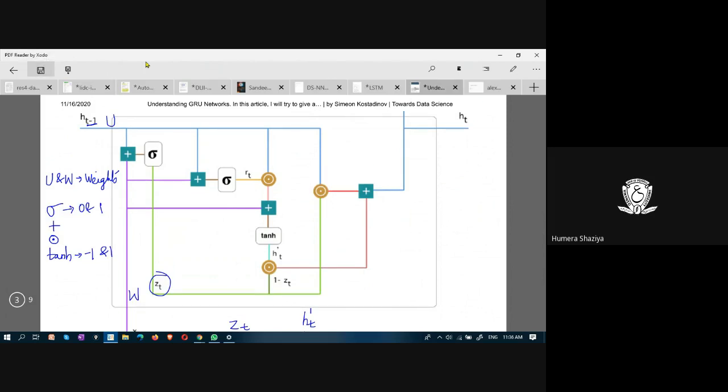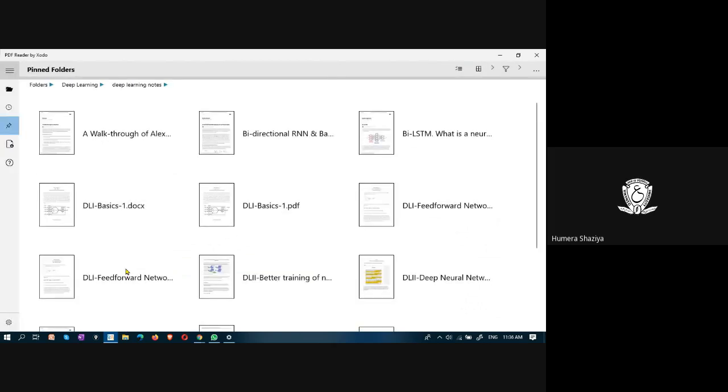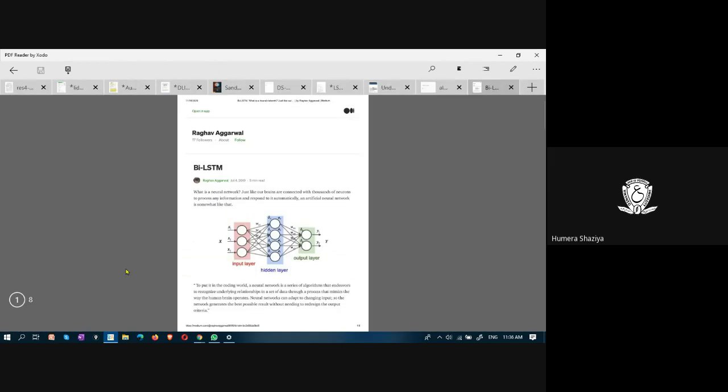Okay, now we will look at bidirectional LSTM. Any doubts in this GRU? Bi-LSTM. Bi-LSTM is bidirectional LSTM.